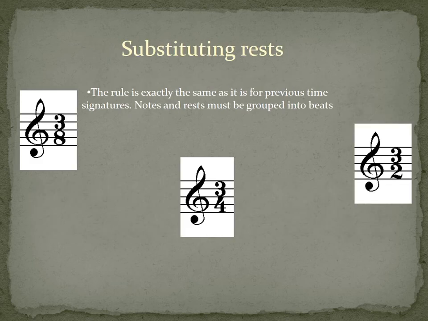Now again, for substituting rests, the same rule applies as we talked about in quadruple time. Notes and rests must always be grouped into the correct beats. These three examples I've just shown you here. First one, 3/8, simple triple, 3 quaver beats per bar. Second one, simple triple, 3 crotchet beats per bar. Third one, simple triple still, but 3 minim beats per bar.